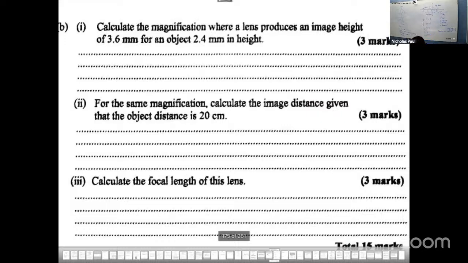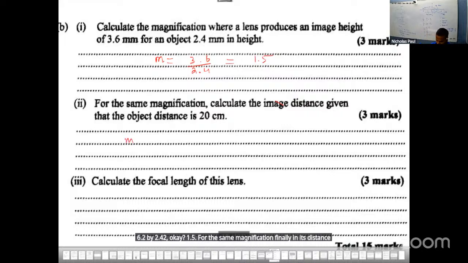All right, let's correct this. First one, find magnification. Magnification is what? Image height over object height. Which is 3.6 over 2.4, which is 1.5. For the same magnification, find the image distance.